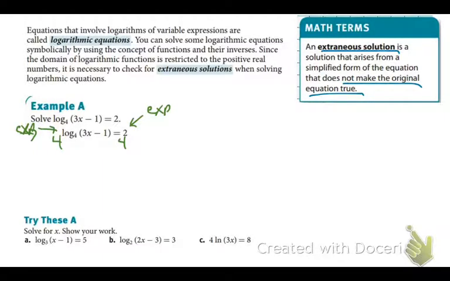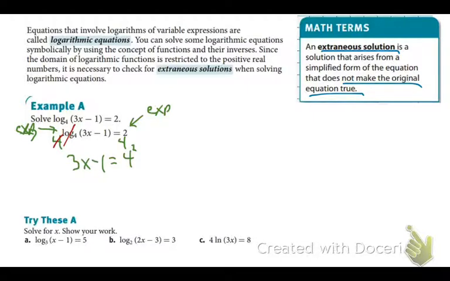Okay? So now here's your inverse property kicking in, right? So this base 4 cancels out this log base 4. You see it? Think back to what we did on the warm-up. So this base 4 cancels this log base 4. So now all I have left over there is 3x minus 1 equal to 4 squared.